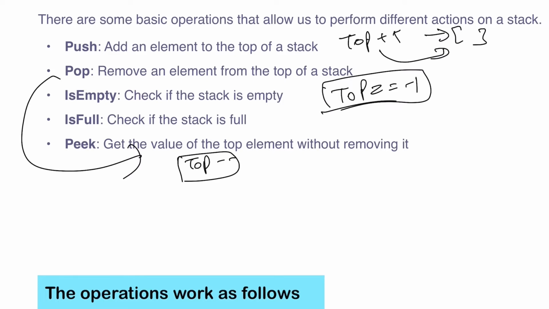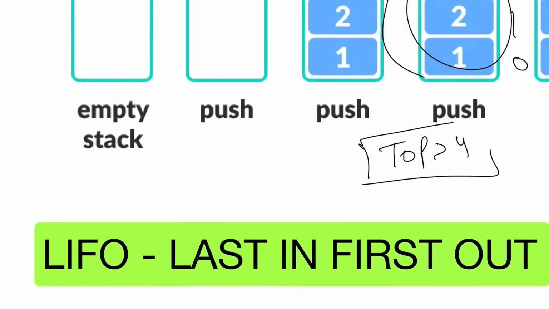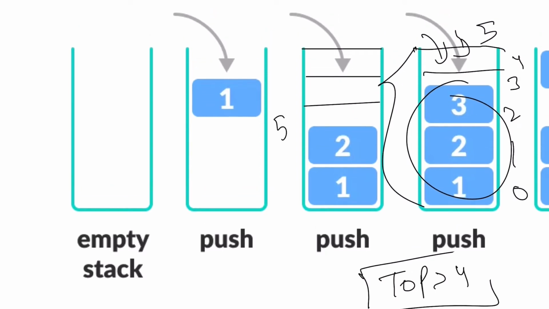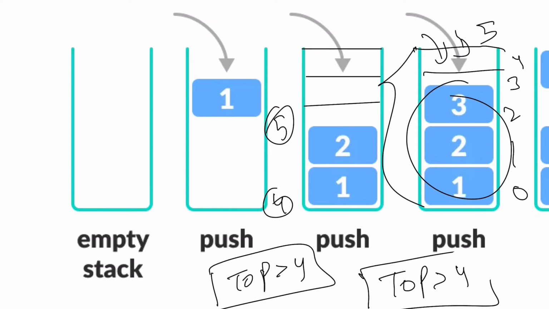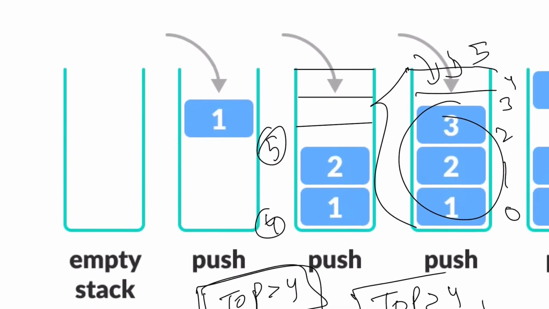The way you check for the empty case is very simple: check whether top is equal to -1. For the full case, you have to check whether the value of top is greater than the length of the stack minus 1, because the length of the stack in this case is 5, but I have to check till 4 only. If top is greater than 4, then I just say that your stack is full.